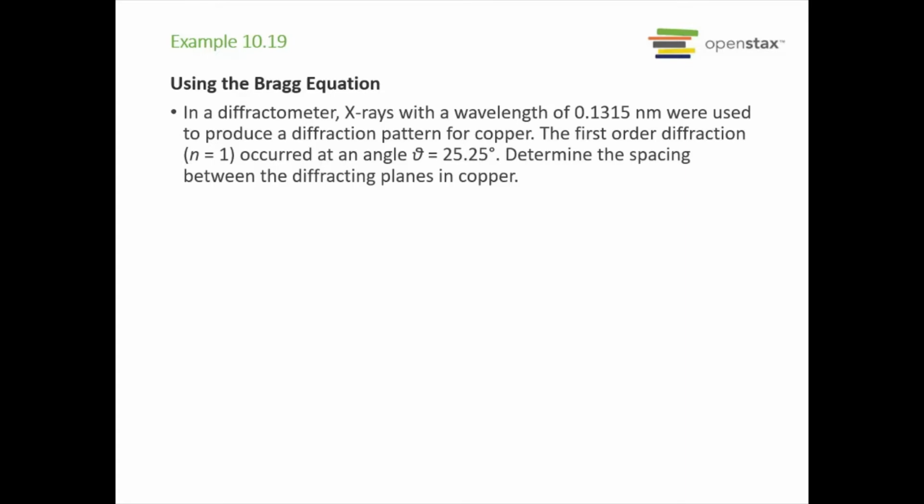So for an example, if we have some X-rays with a wavelength of 0.1315 nanometer used to produce a diffraction pattern for copper, we're told the first order diffraction, so n equals 1, occurred at an angle theta of 25.25 degrees, and we want to know the spacing between the diffracting planes in the copper. So the Bragg equation is n lambda equals 2d sine theta. We're solving for d here, so d is equal to n lambda over 2 sine theta.